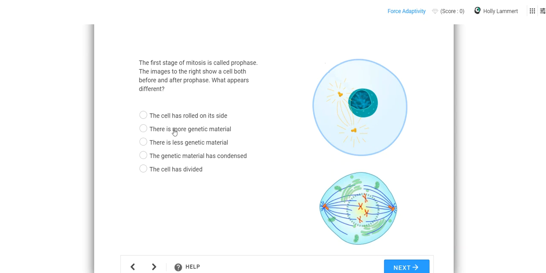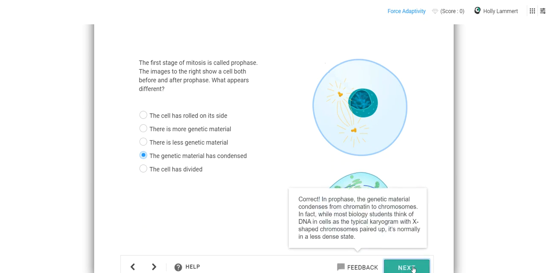So the cell has rolled on its side. Nope. There is more genetic material, not necessarily. There's less, not necessarily again. The genetic material has condensed, that's true. So it's usually just not condensed, it's just free floating within the nucleus. And then it actually gets into these nifty little forms where, see how it's an X? This can be easily pulled apart by what we call our spindle fibers.